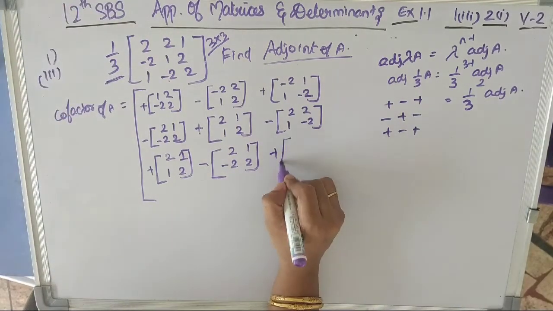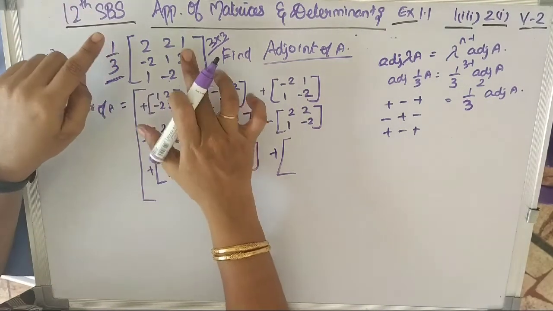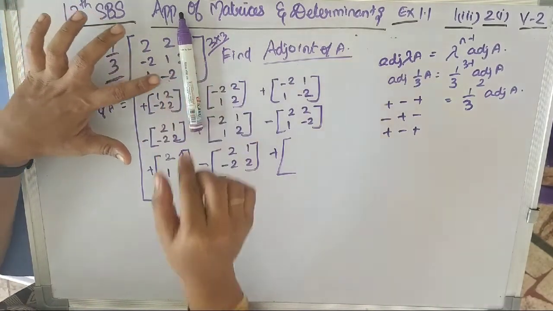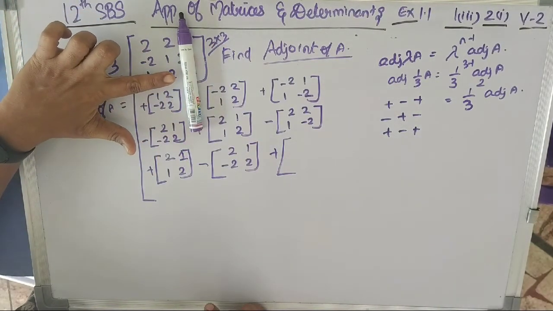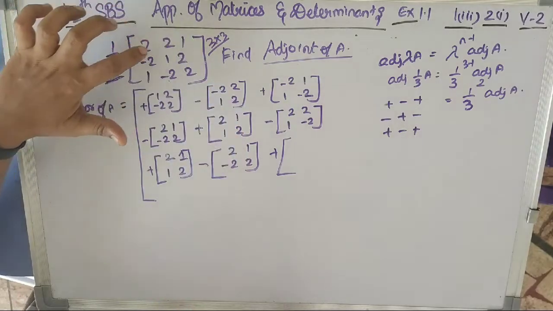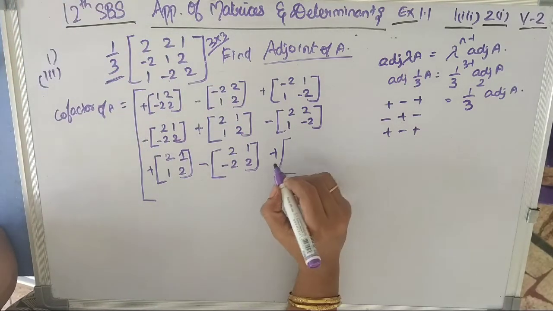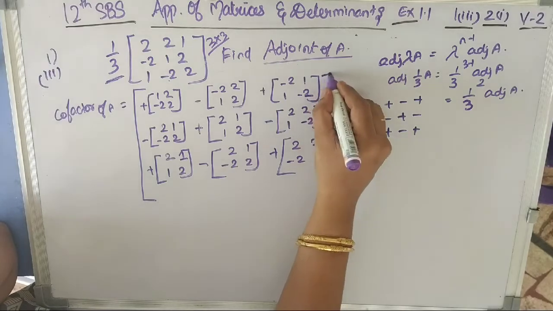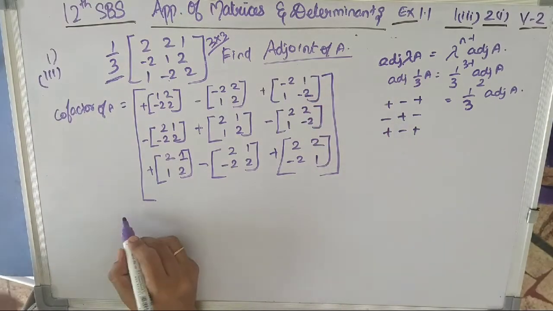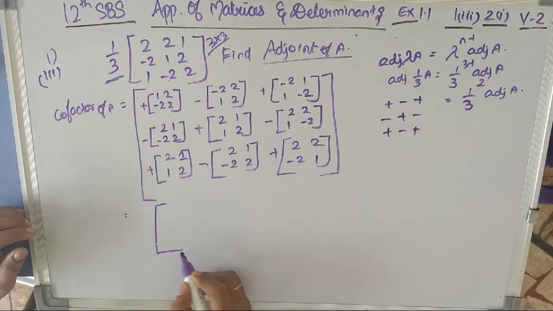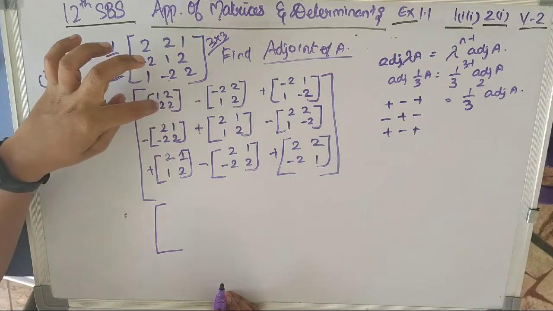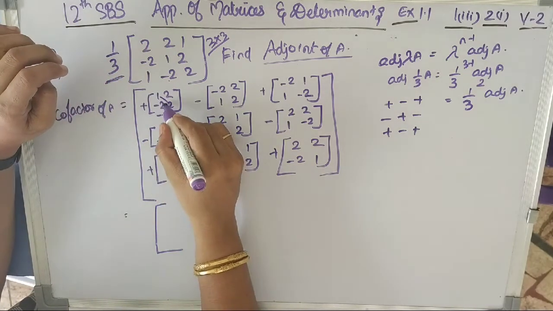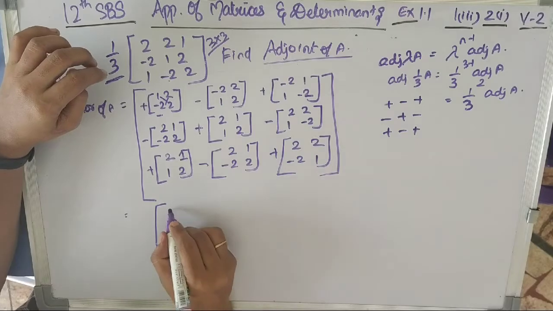Now we write the sign convention for the next place, plus, and where is the 2? It is in column 3 and row 3. See, I have completely hidden it, and you can write the remaining elements: 2, 2, minus 2 and 1. This is the cofactor of A. Now how to calculate the values? 1 into 2, cross multiply: 1 into 2 minus of minus 2 into 2.